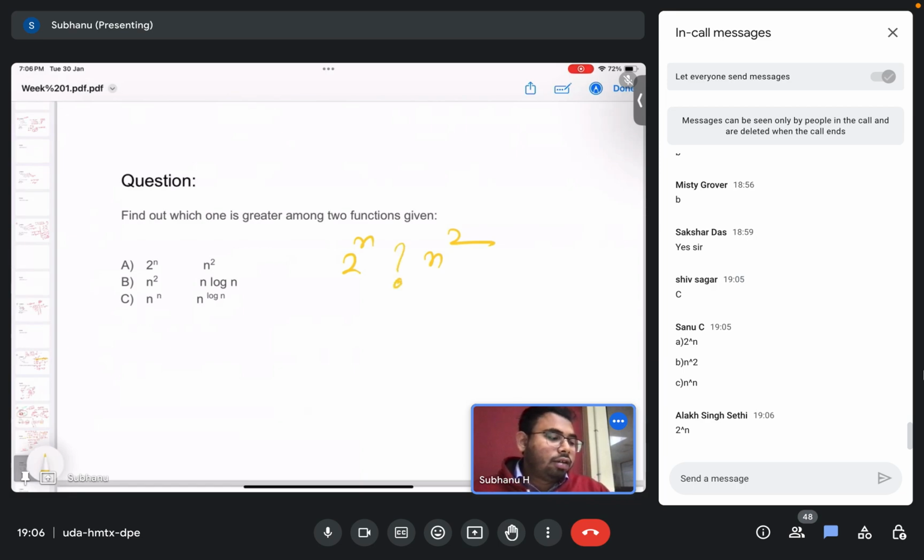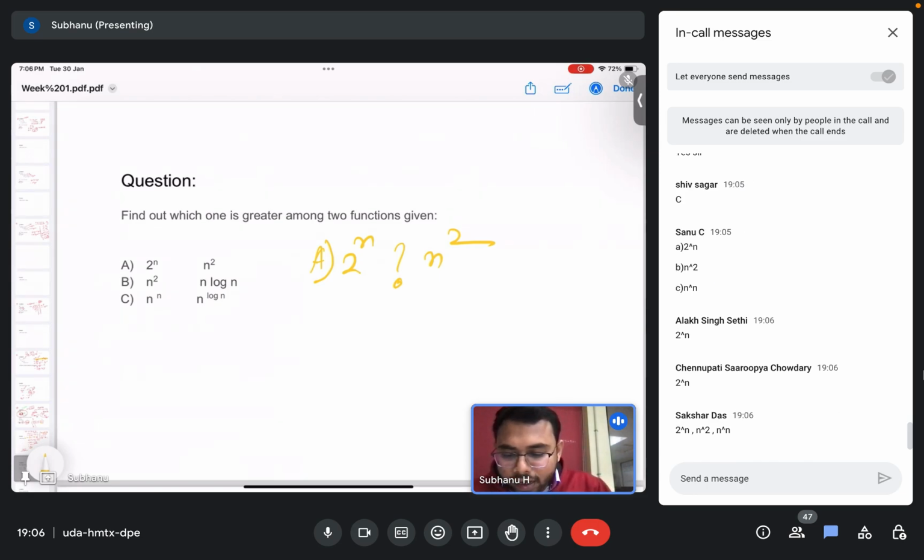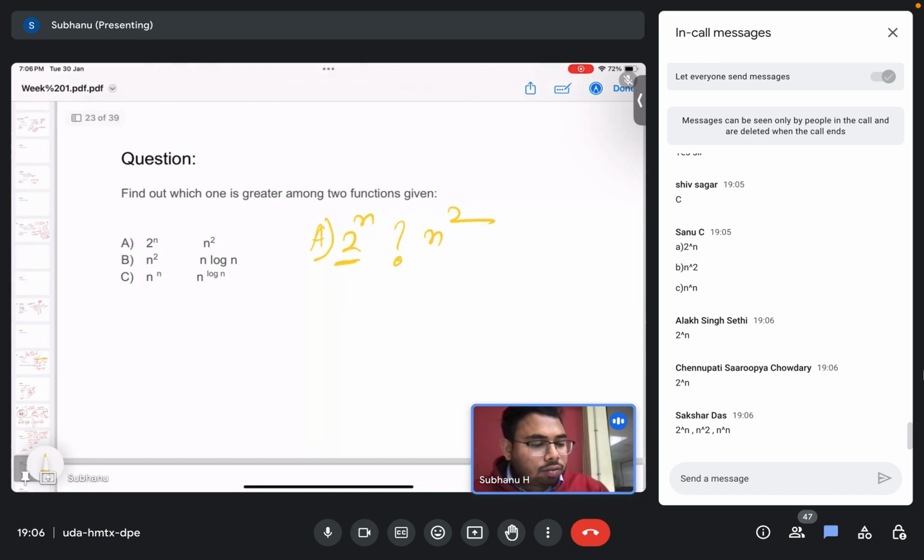So what will be the value here? For A, everyone is saying that 2 to the power n is bigger. So how can you find that out? You have to compare in terms of n, but you have a power of n in 2 to the power n. So what will you do in this case?